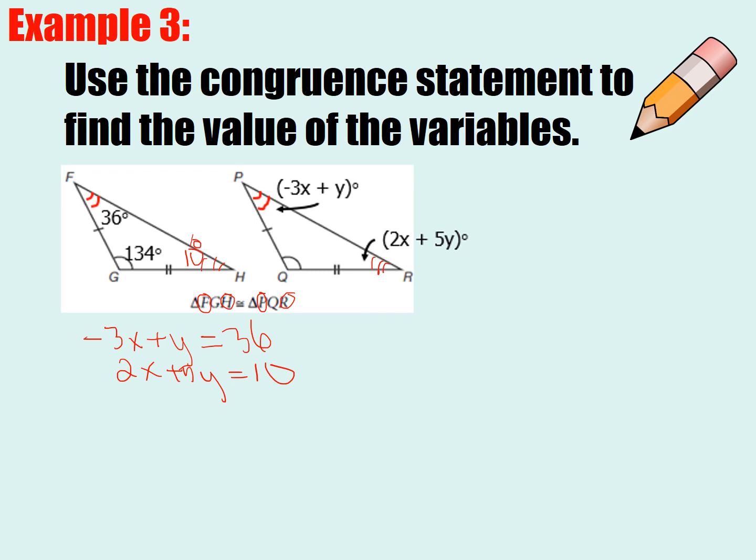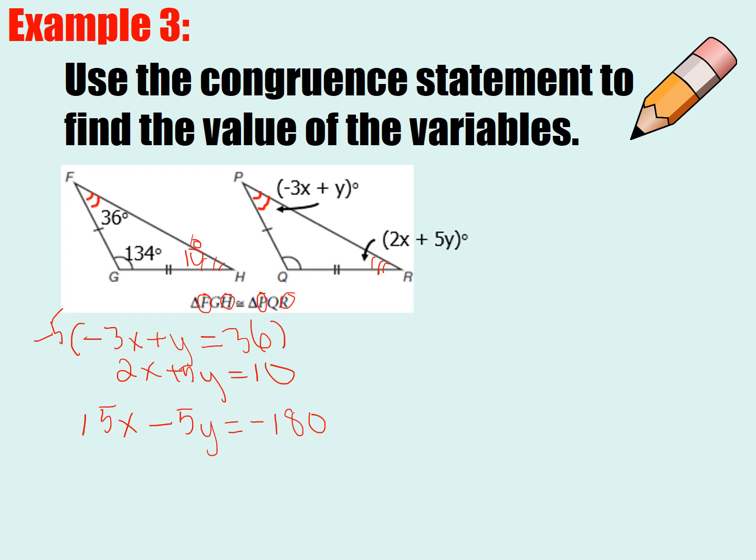I want to get rid of these y variables, and if I were to add the two equations as they are right now, the y's wouldn't eliminate. So I need to manipulate one of the equations in order to be able to eliminate them eventually once I add the two equations together. So I'm going to multiply the top equation by a negative 5. So negative 5 times negative 3x gives me a positive 15x, and negative 5 times y gives me a negative 5y, and negative 5 times 36 gives me a negative 180.